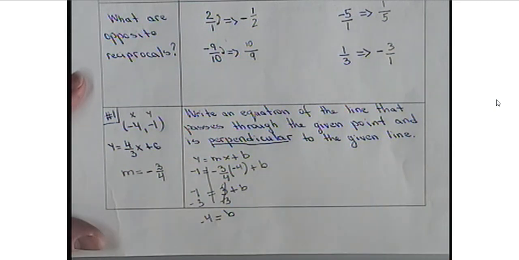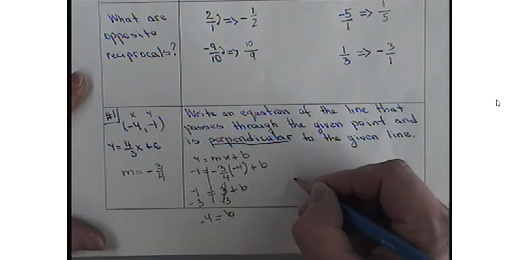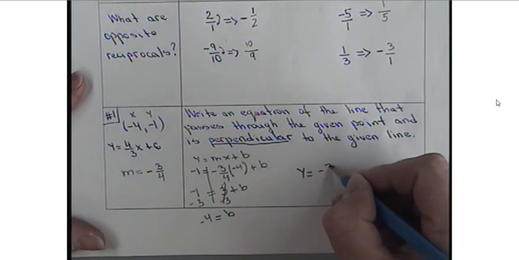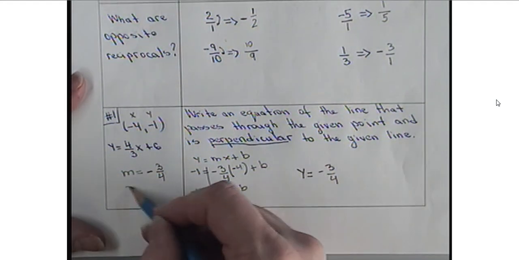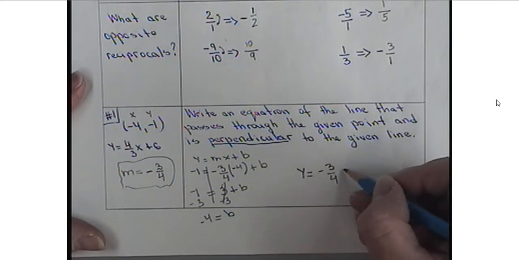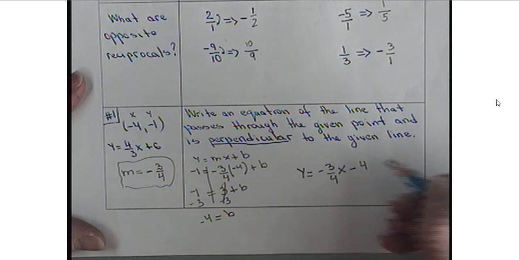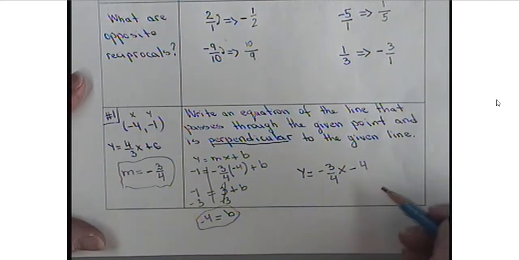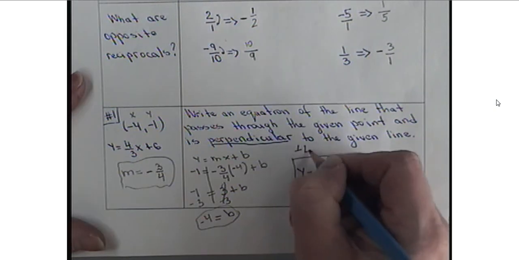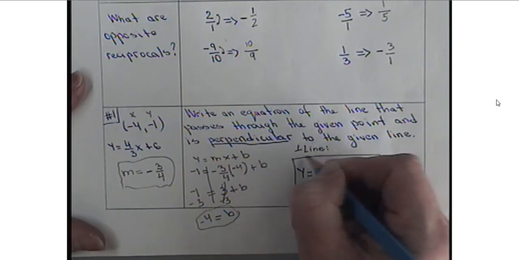Well, now from here I'm ready to write down my final equation of the second line, which is y equals -3/4. Again, remember you're using this slope, -3/4x minus 4, which is this b. That is the perpendicular line equation that we're using here.